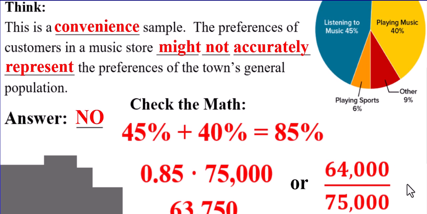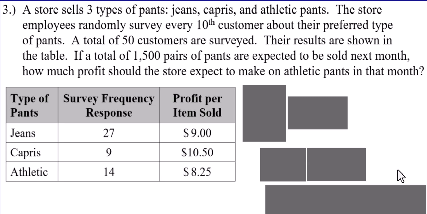All right, moving on. Problem number 3. A store sells, that's right, I'm going to do this problem with you as well. This one's a little bit different. A store sells 3 types of pants: jeans, capris, and athletic pants. The store employees randomly survey every 10th customer about their preferred type of pants. A total of 50 customers are surveyed.